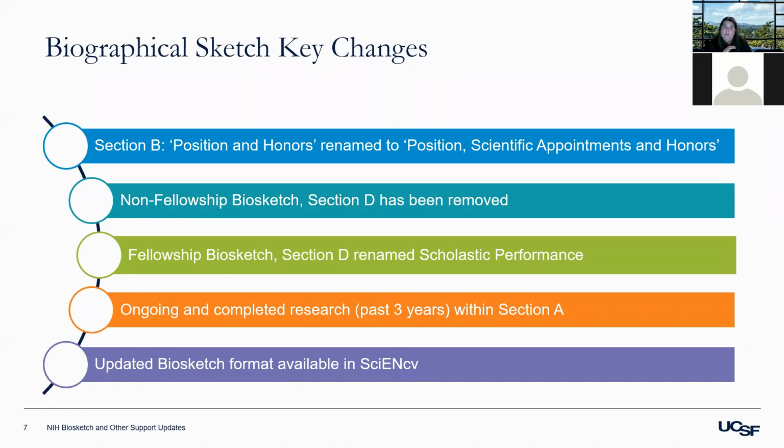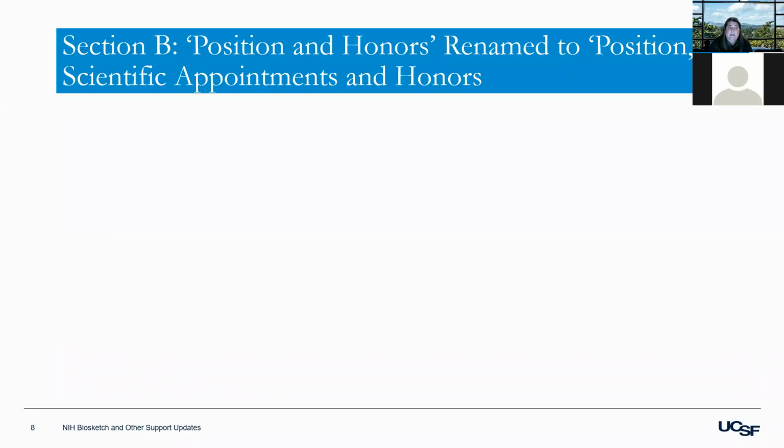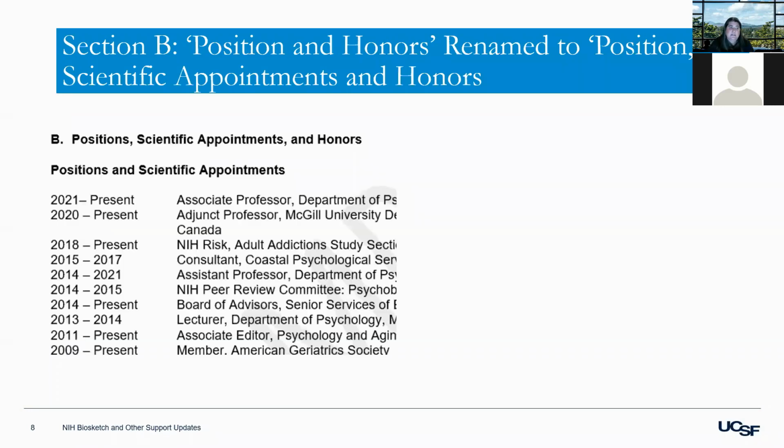So I'm going to go through each one of these changes now in a little bit more detail, just setting the stage for what we'll be going over. Okay, so let's look at the first one. They've renamed the title from Position and Honors to Position, Scientific Appointments and Honors. Here is an example of what they have in their sample. They have samples for all of the changes and updated formats on their website, and I'll give you links later. So as you can see, they've just renamed it.